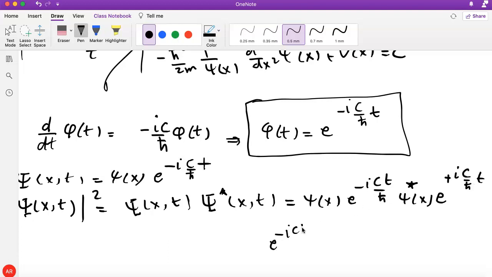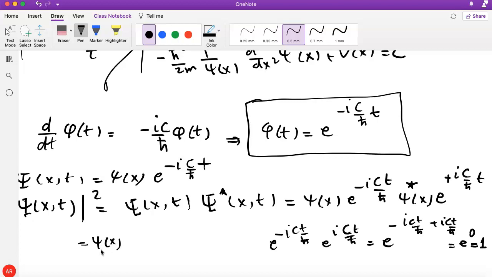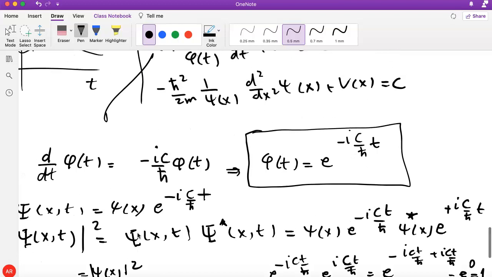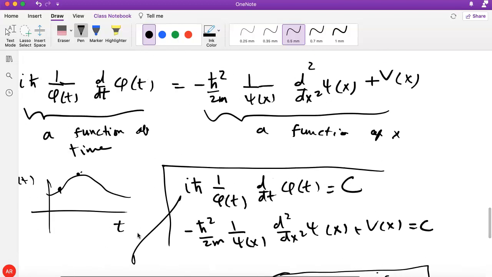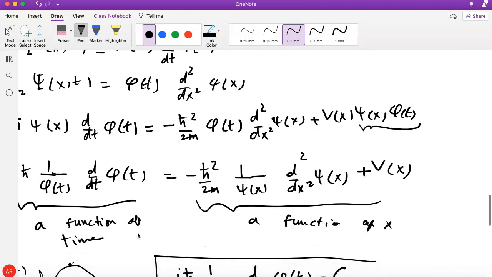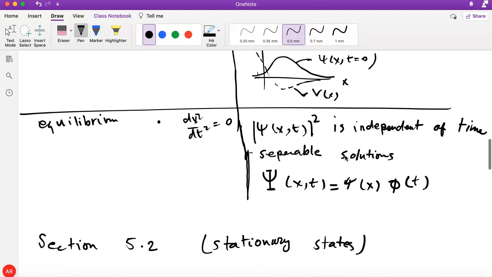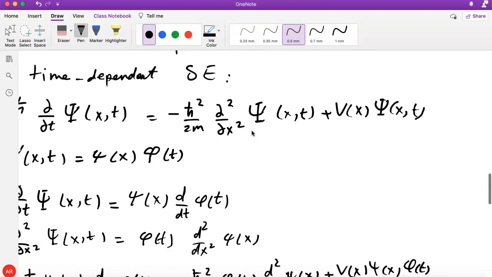Because e to the minus i c t over h bar times e to the i c t over h bar is e to the sum of the exponents. That's e to the 0, and that's 1. One is the inverse of the other. So this just becomes the absolute value of psi of x squared, the time dependence is out the window. There is no time dependence for solutions of this form. So if you have a separable solution, it guarantees a stationary, time independent probability distribution, as we discussed.